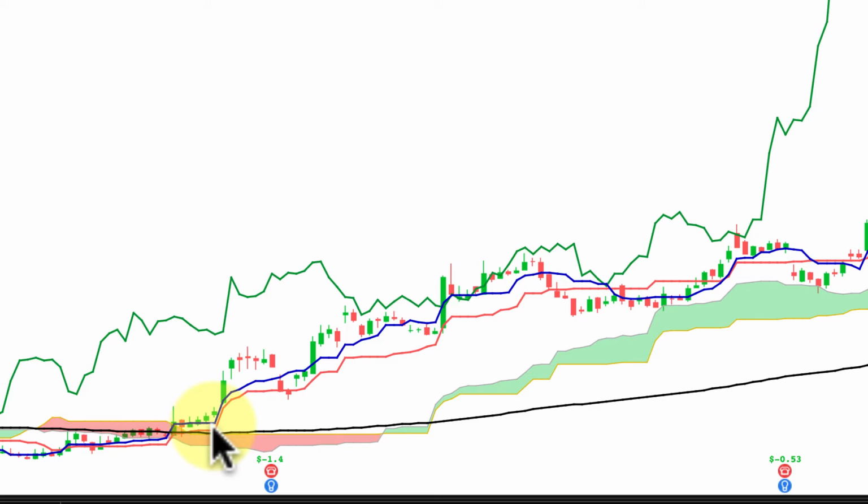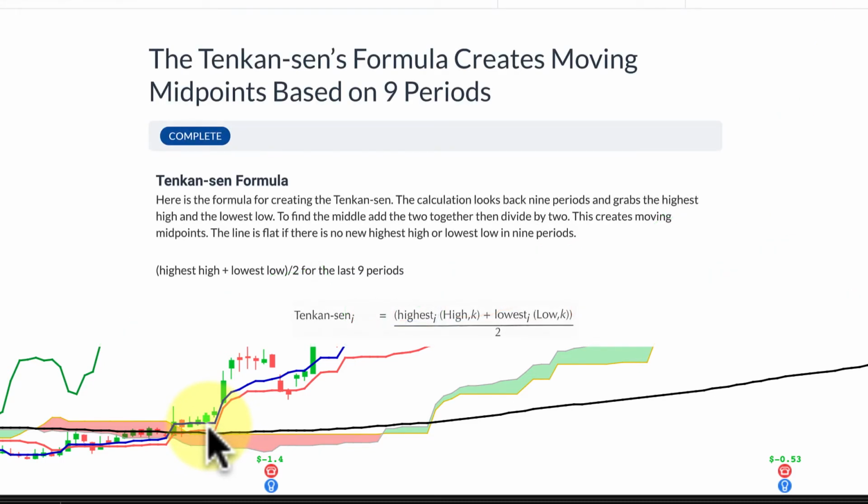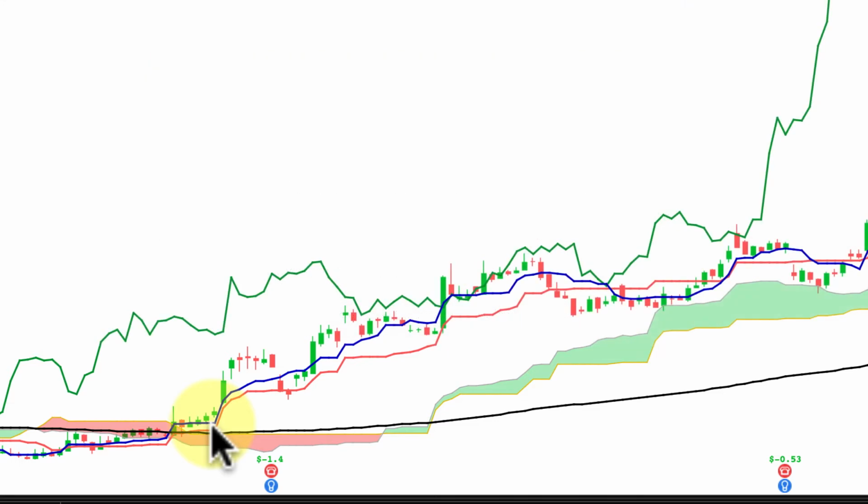Now the reason why it's flat is because the calculation of this line is a moving midpoint. So it looks back 9 periods and takes the highest high and the lowest low and divides it by 2 and then plots the line. If it goes flat, then that means there has not been a new higher high or lower low. The main thing we're going to watch with the blue line is if price stays above it or below it, and if it's above the red line or not.